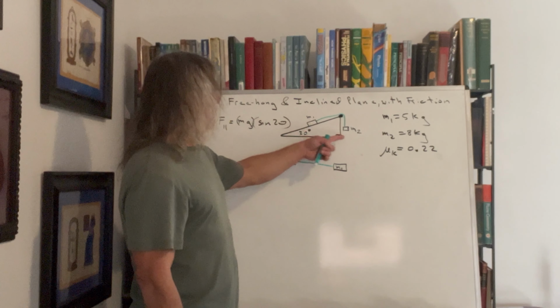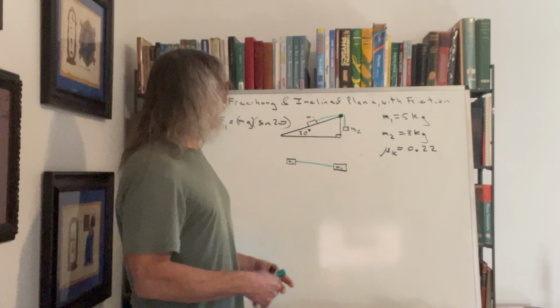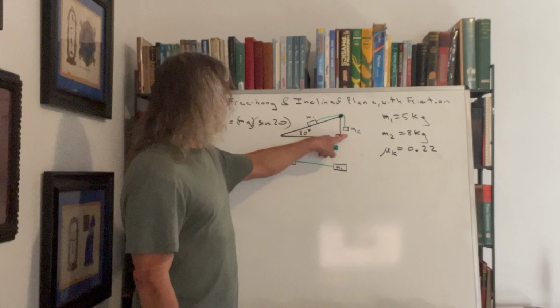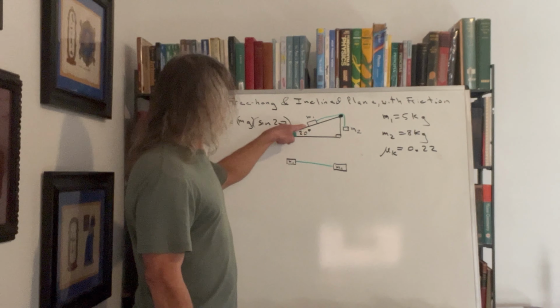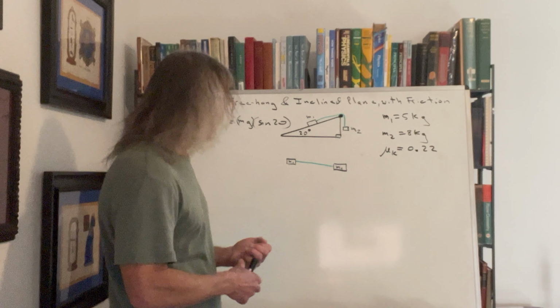If the 8 were here and the 5 were here, then we'd have to look at what the sine of the angle is. It would depend. At some point, if this were 8 and this were 5, we'd be going down the slope this way instead of up the slope. But we think about the problem first, so we know where to put some of our forces.